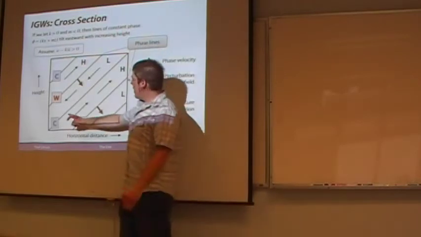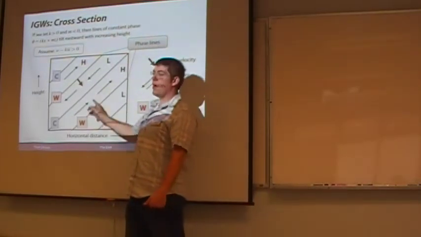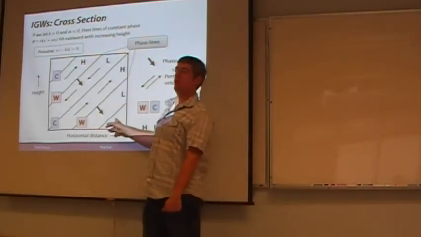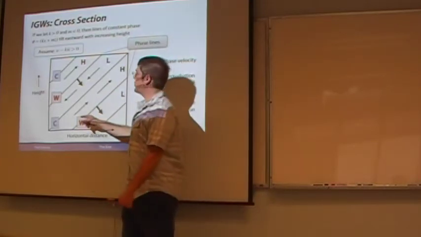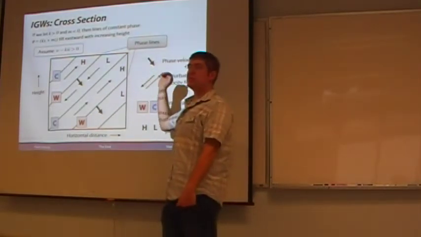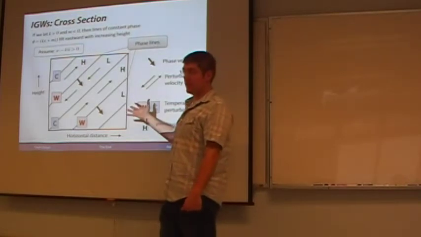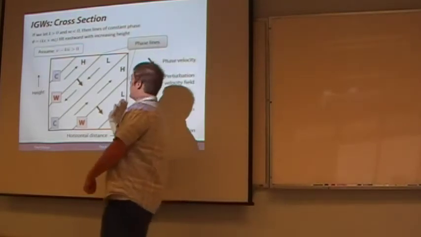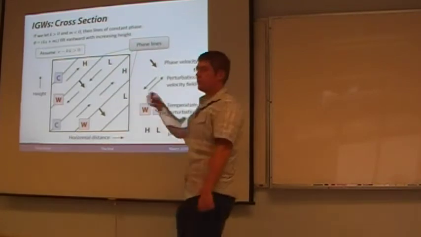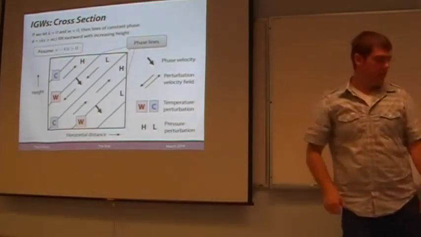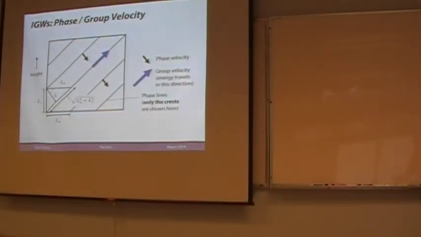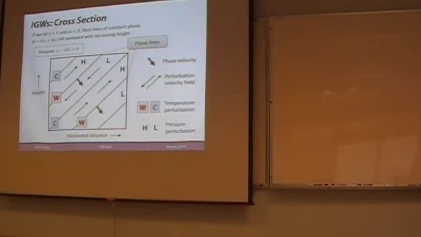But the actual velocities within the wave are perpendicular to the phase speed. So the velocities are actually aligned to the top and to the right. This is also the direction in which the group speed is aligned. So propagation of energy actually occurs in that direction, as seen here. We observe that pressure is aligned with maxima in the velocity field, but temperature perturbations are a quarter of a wavelength offset.